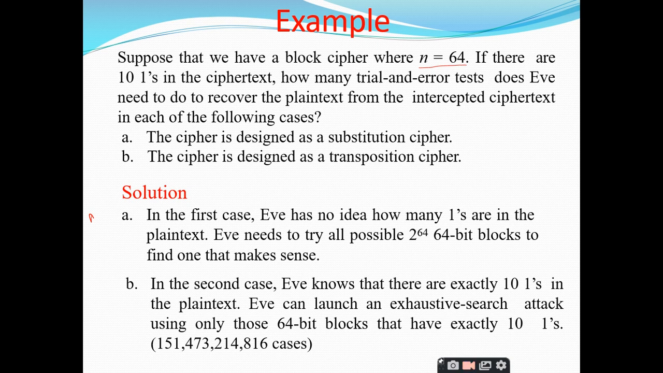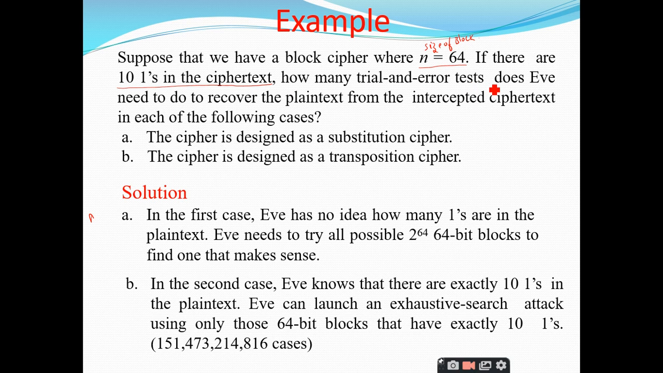What is n? n is equal to 64, the size of the block. This is nothing but the size of the block. So you are going to combine 64 bits as a single block, that's it. So if there are 10 ones in the ciphertext, listen carefully. How many ones are there in the ciphertext? 10 ones, right?